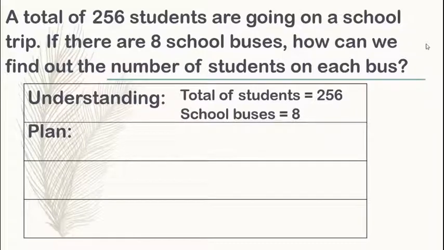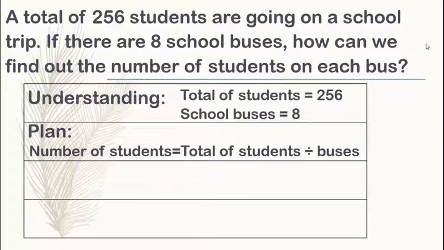So the keyword there is each. When you say each, it is the keyword for division. So we will formulate: number of students in one bus is equal to the total number of students divided by the number of school buses.